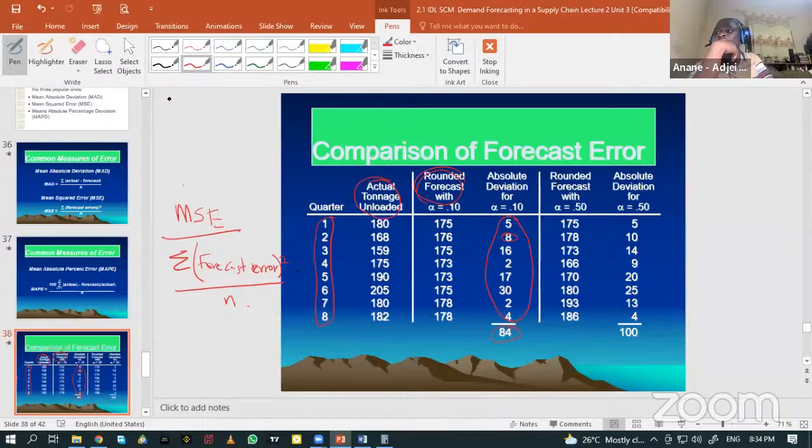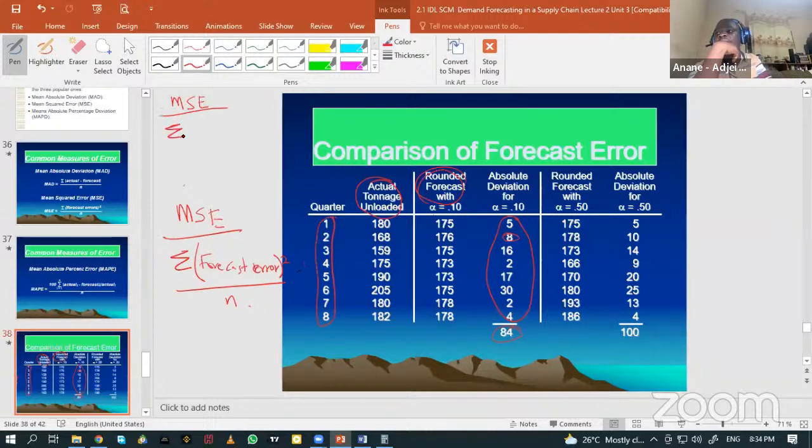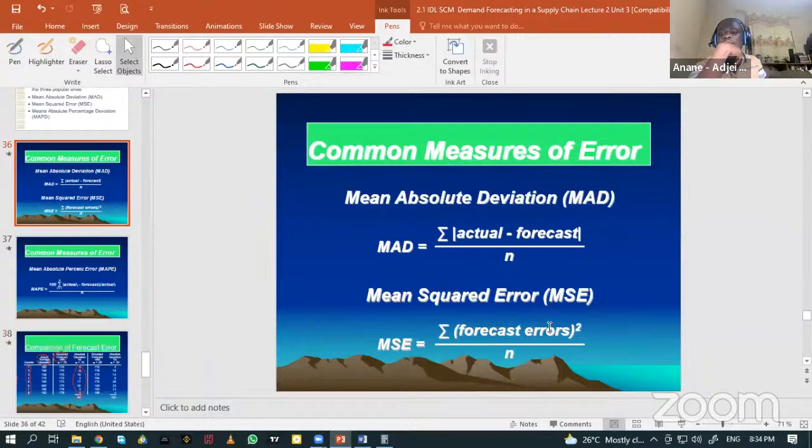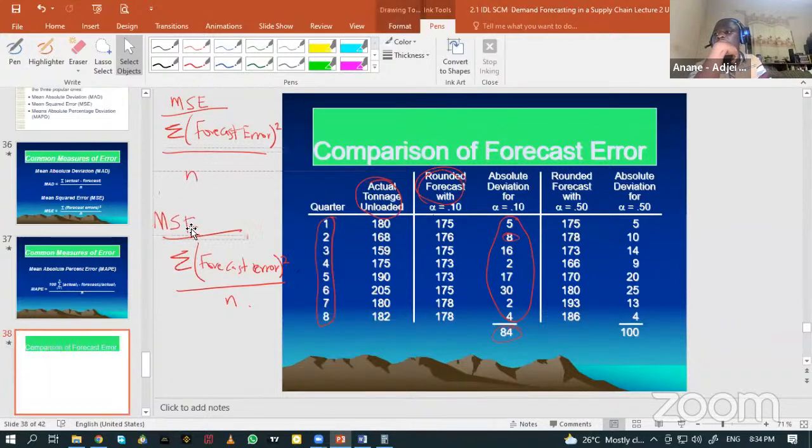Let me write it over here, MSE. And the formula is the sum of forecast error, all squared, over n. That is the formula. So the sum of the forecast errors squared, all over n. So this is how we calculate it, okay?